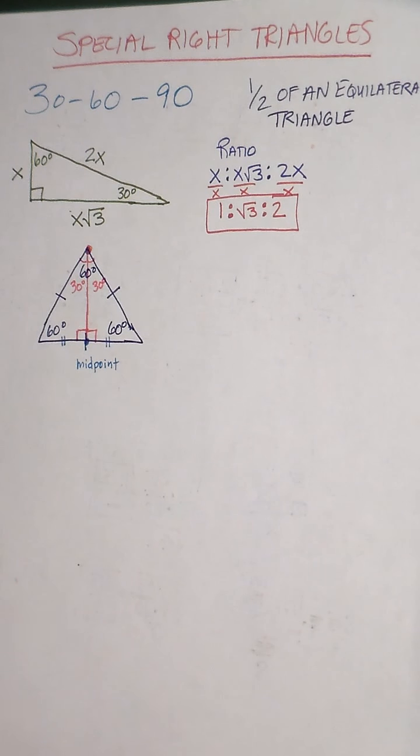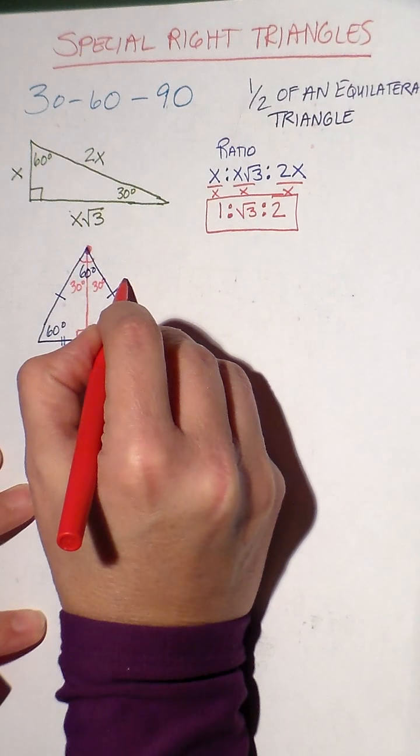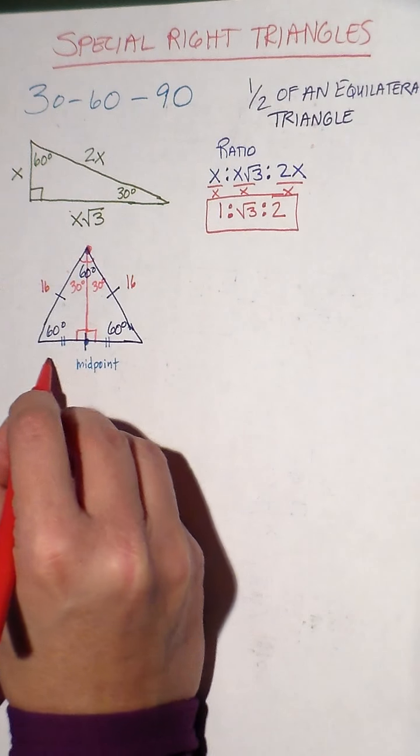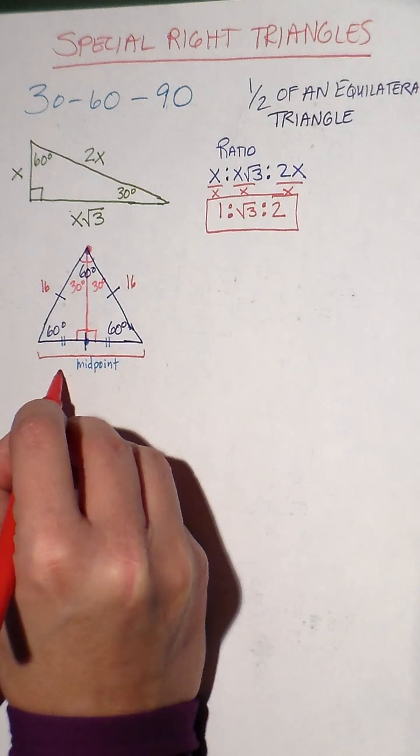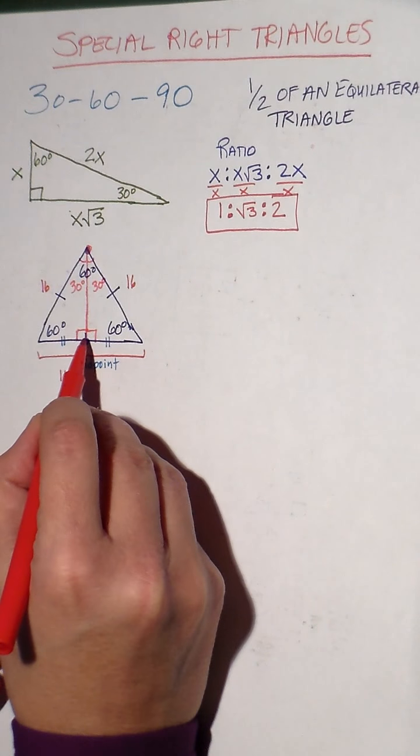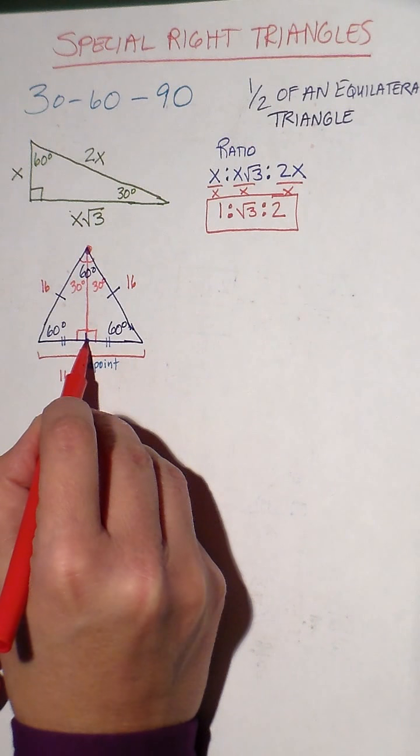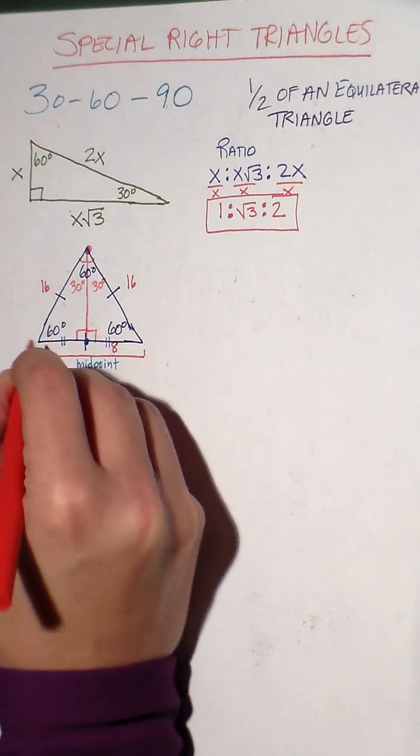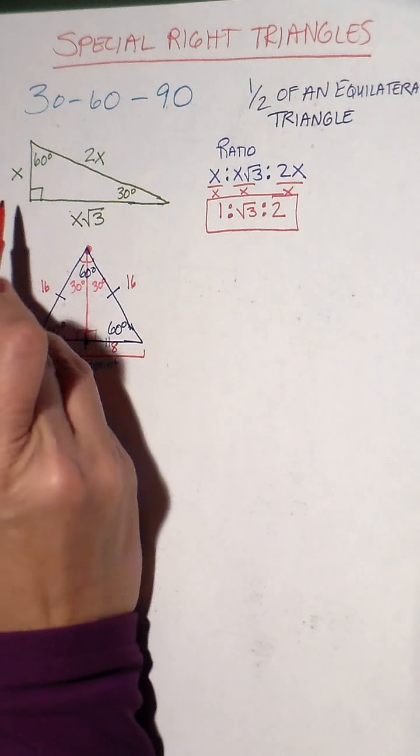Okay, so let's say that I assign a value to the sides of this triangle. Let's say I say that this is 16. That means this one is 16, and that means the bottom side is 16 as well because it's equilateral. Well, we've established this is the midpoint, right? Well, if that's the midpoint and the whole thing is 16, what's each of these? 8 and 8. Look at your pattern up here.